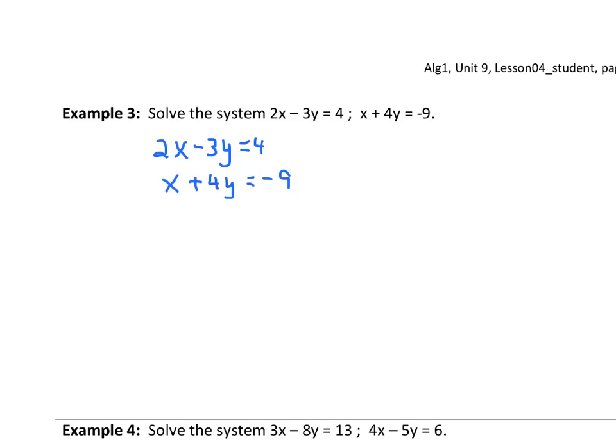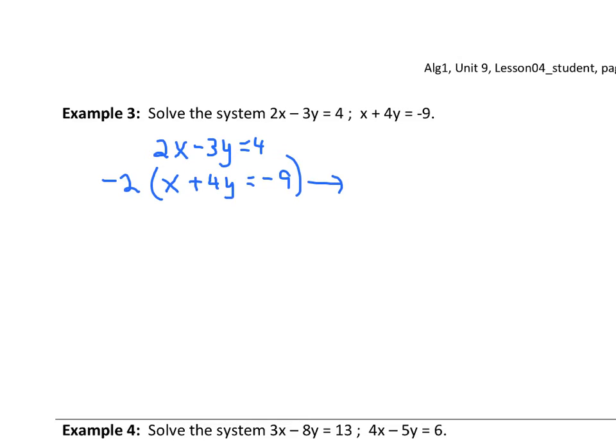So what I'm going to do here is multiply the bottom equation by a negative 2, because if I do that, then the x's, when I add them together, will be eliminated. So I'm going to multiply this bottom equation by a negative 2, and I'm going to put that over here.